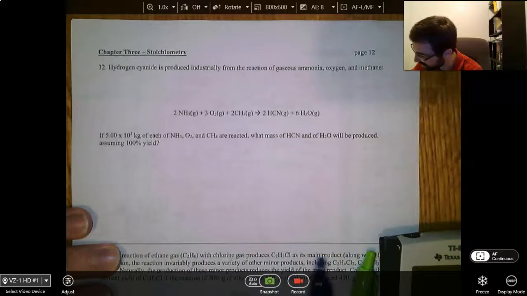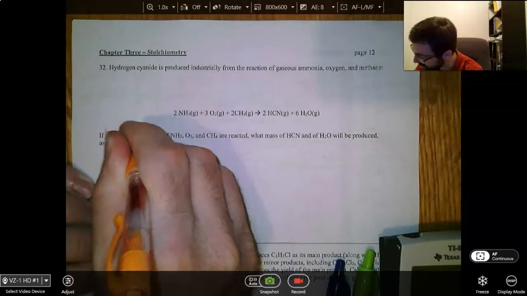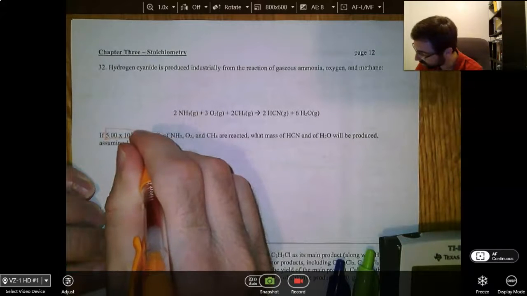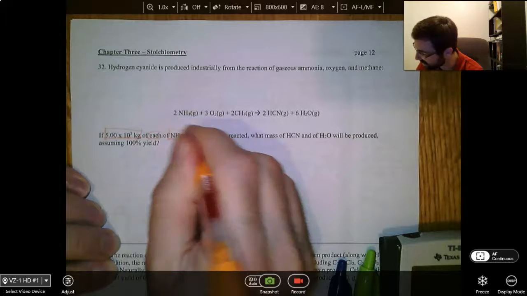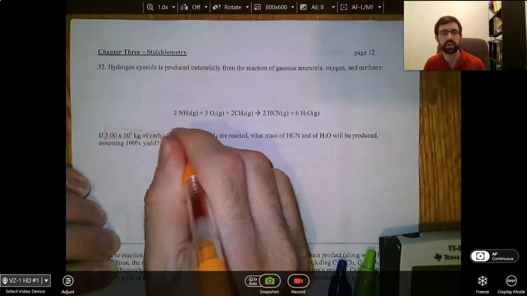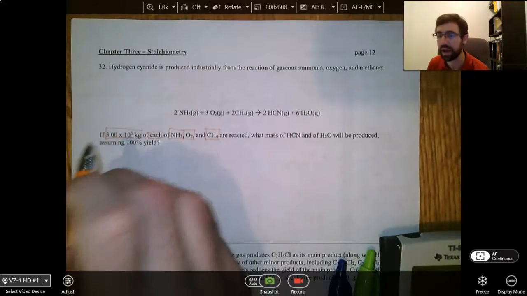I have 5.00 times 10 to the third kilograms of each, and these are what we have in NH3, O2, CH4. So every reactant we have the same amount of 5.00 times 10 to the third kilograms. Now if I have that many kilograms, we've got to figure out how many grams that would be. What I want you to remember is that 1 kilogram is 1,000 grams.